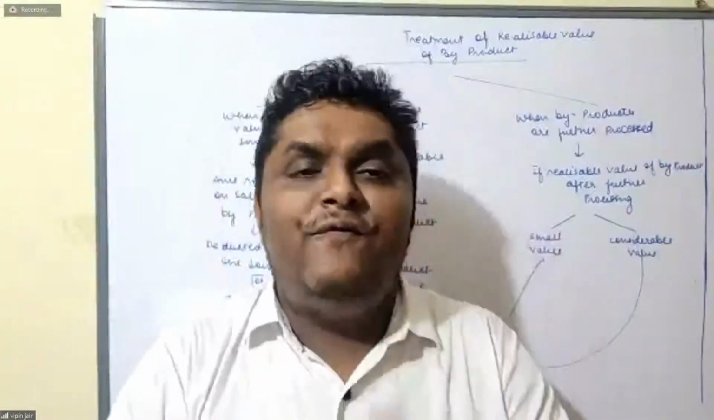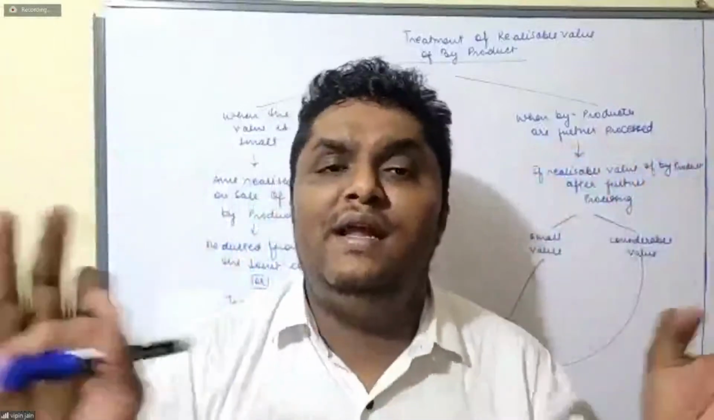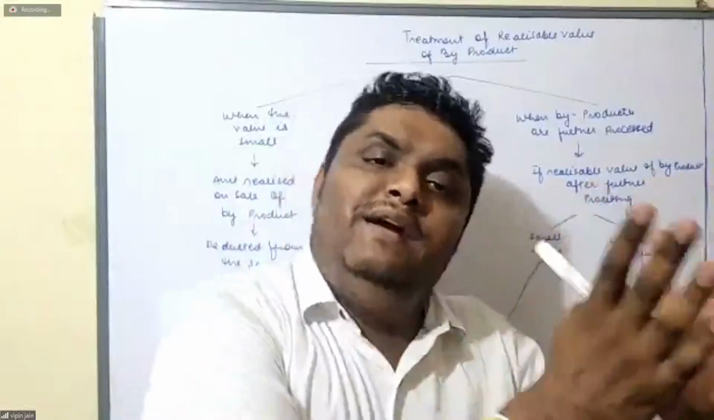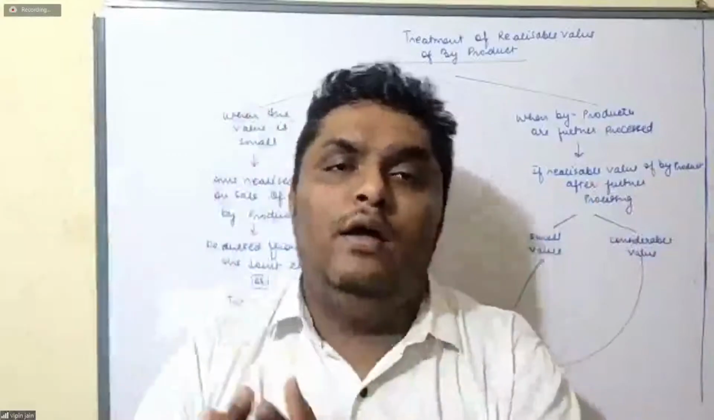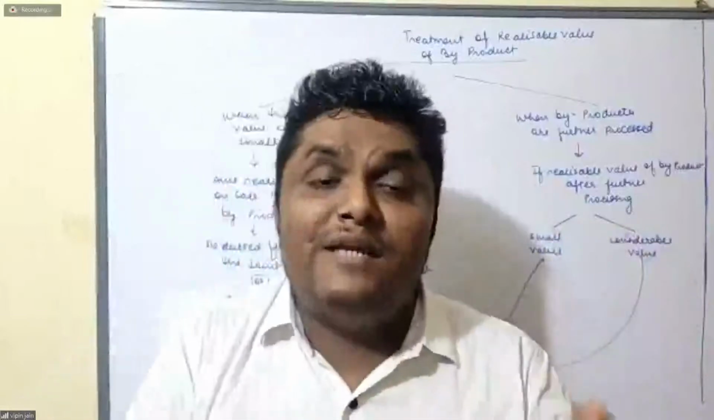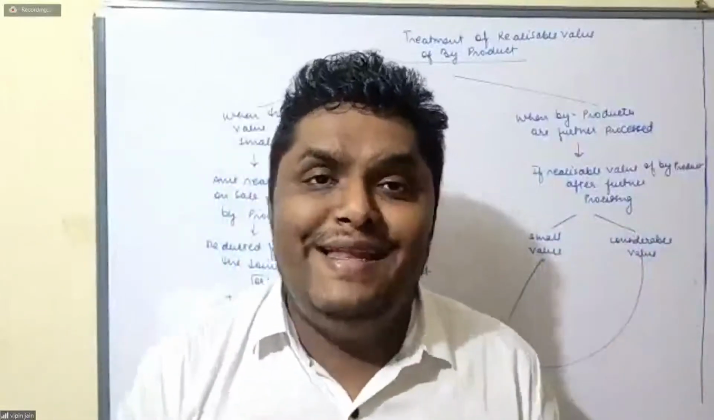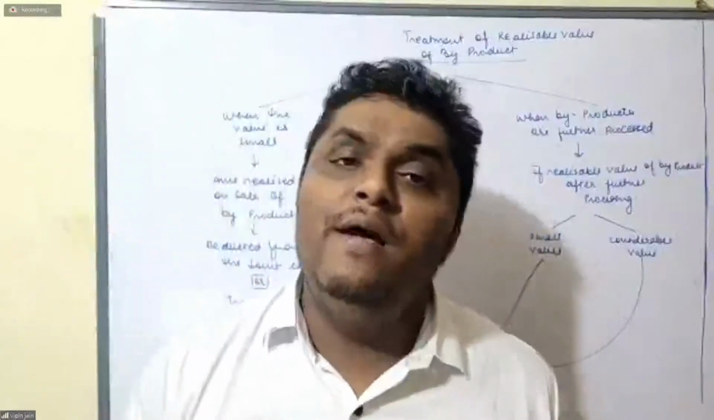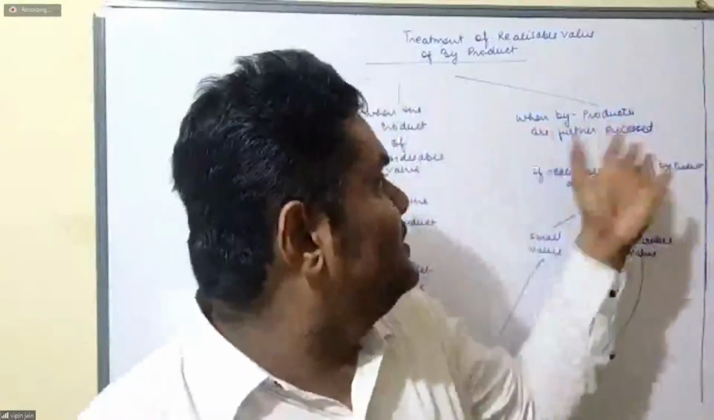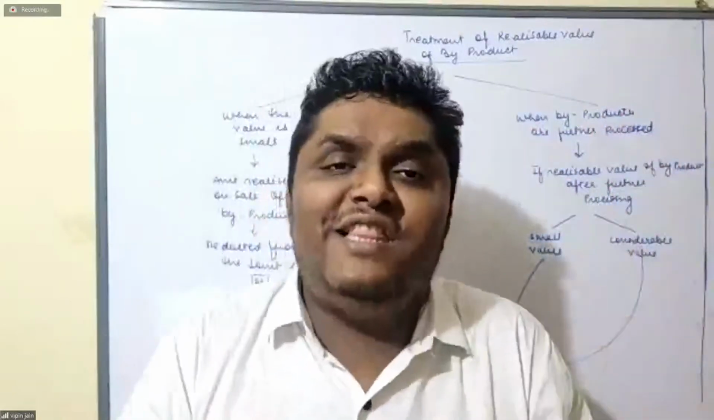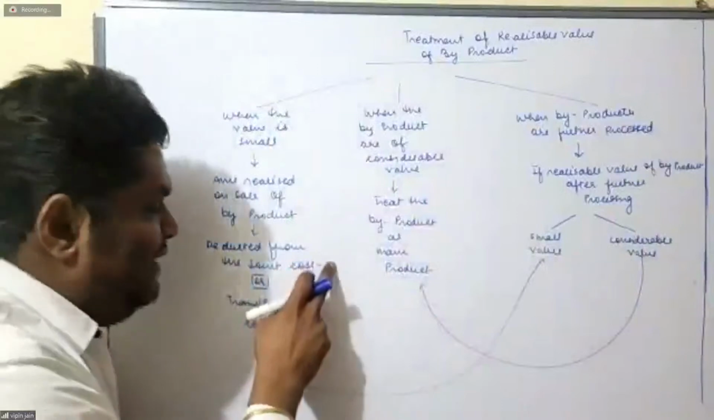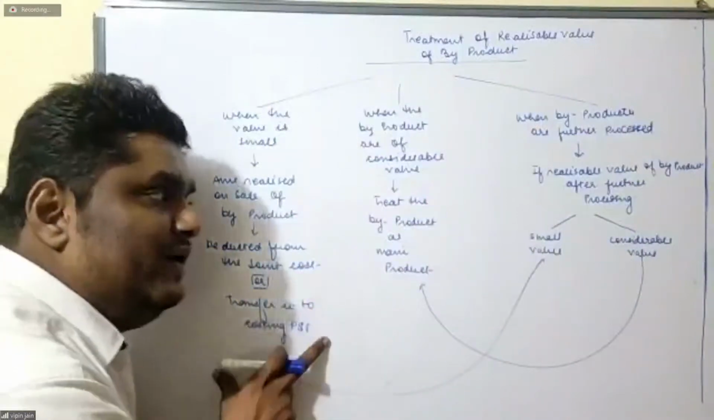Very simple, guys. The first part, we are not doing any further processing, if we are selling the byproduct directly, if it is of small amount, then very simple, either transfer it to costing P&L or deduct the amount realized from the joint cost. Second point, if the byproducts are sold in the market at a considerable value, then in that case, treat these byproducts as the main product. Now, if the byproduct requires further processing, when the byproducts are further processed, now after further processing, if the realizable value is very small, again the same treatment, that is either deduct the amount realized from the joint cost or transfer it to costing P&L.